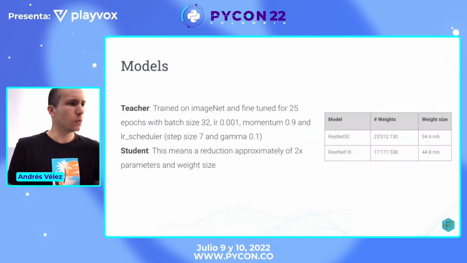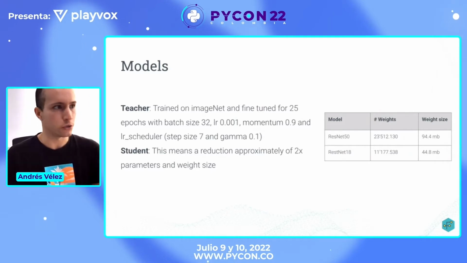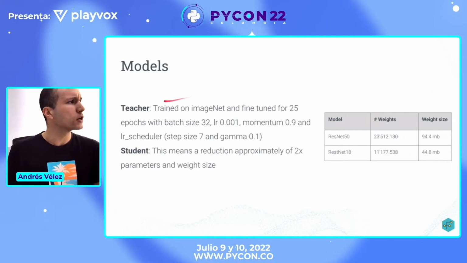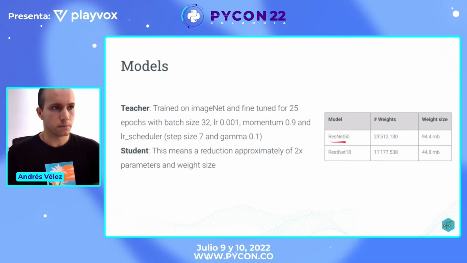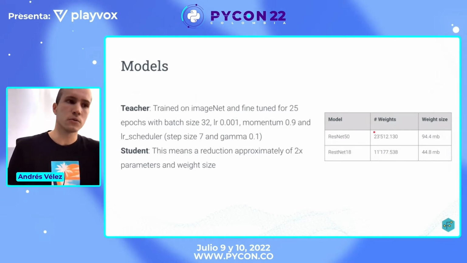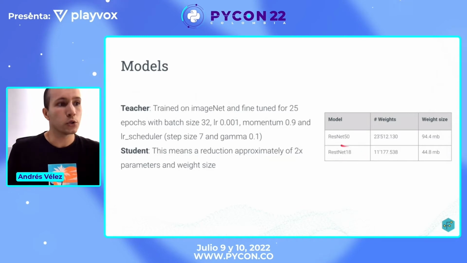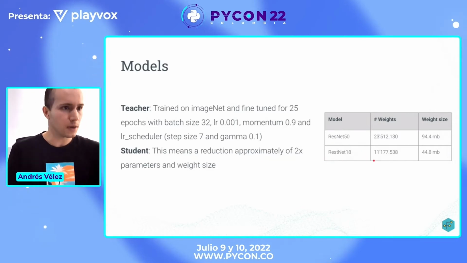So we are going to review what configuration of models we are going to use. For the teacher model, right, we are using a ResNet 50. ResNet 50 has approximately 23 million parameters. And for the student model, we are going to use a ResNet 18, which has around 8 million parameters.